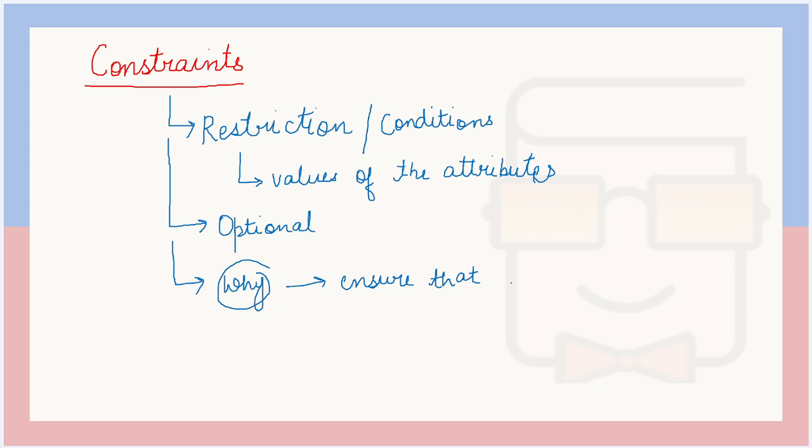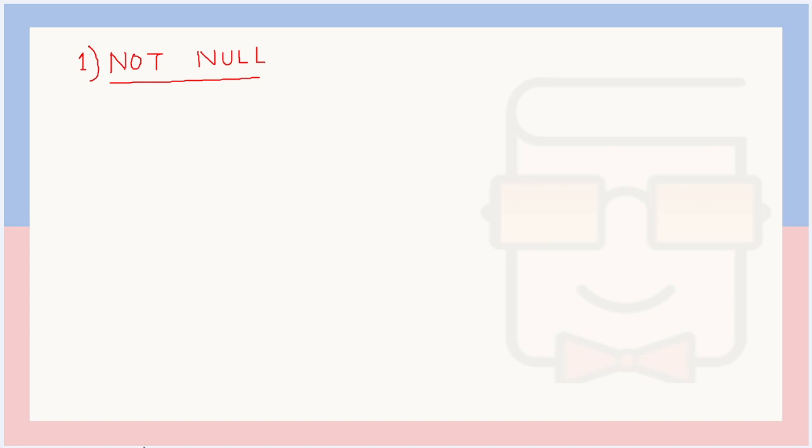Alright, now there are different kinds of constraints. We have to study 5 different kinds of constraints that are provided by the structured query language to the user. Now the first constraint that we will be studying is the not null constraint. So what is the not null constraint? Null basically means that an attribute does not have a value. The word null implies that the value in that attribute is missing, or the value is specified as NA, that means not applicable, or the value is unknown.